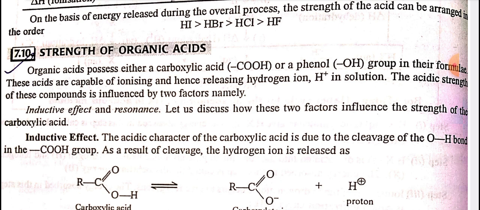Inductive effect. The acidic character of carboxylic acid is due to the cleavage of the O-H bond in the C=O, OH group. As a result of the cleavage, the hydrogen ion is released as carboxylate ion plus proton. Substitution of electron withdrawing groups.